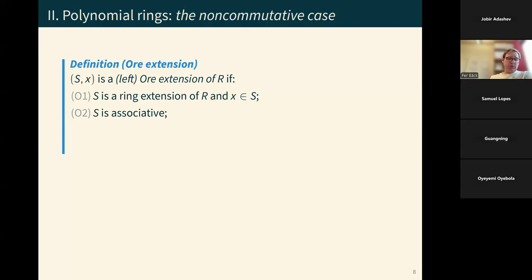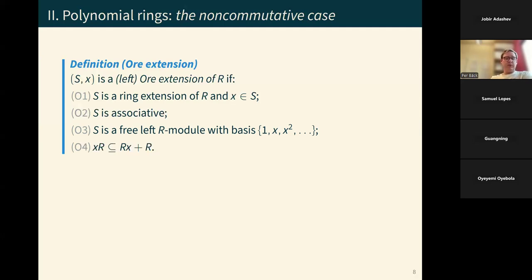It should be associative, and it should be a free left R-module with this basis, just as we have for an ordinary polynomial ring. But the thing that now differs is this last rule, which is basically rule number 1. When I multiply x with something in R, I should get a first-degree polynomial. And that's it. That's this nice abstract definition of an Ore extension.